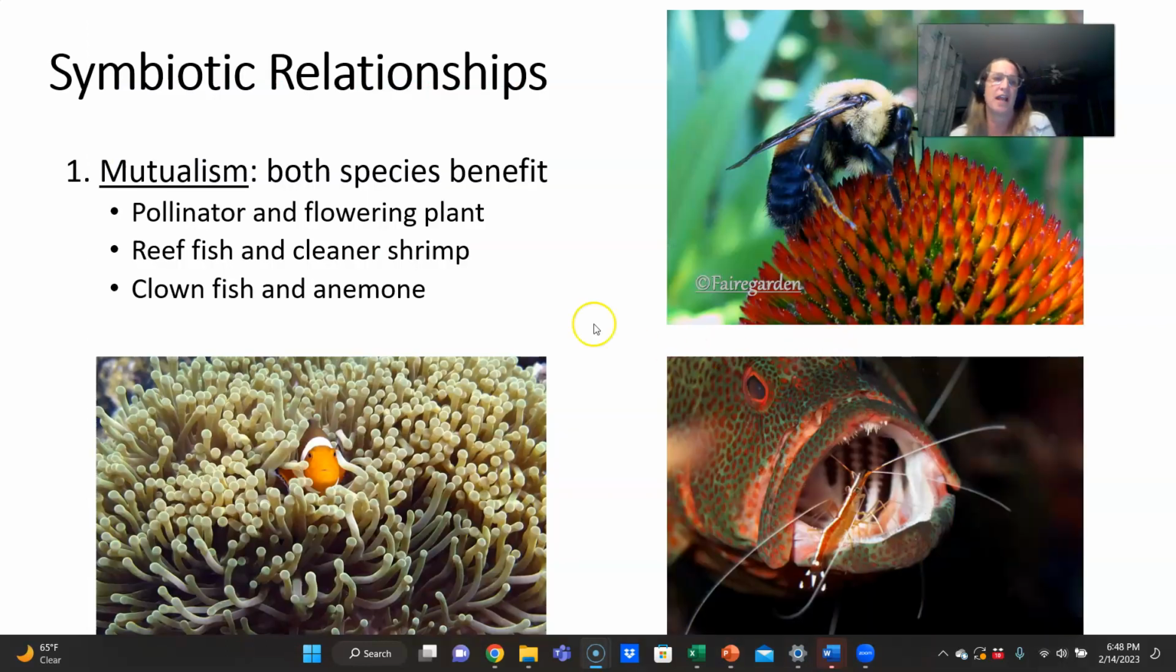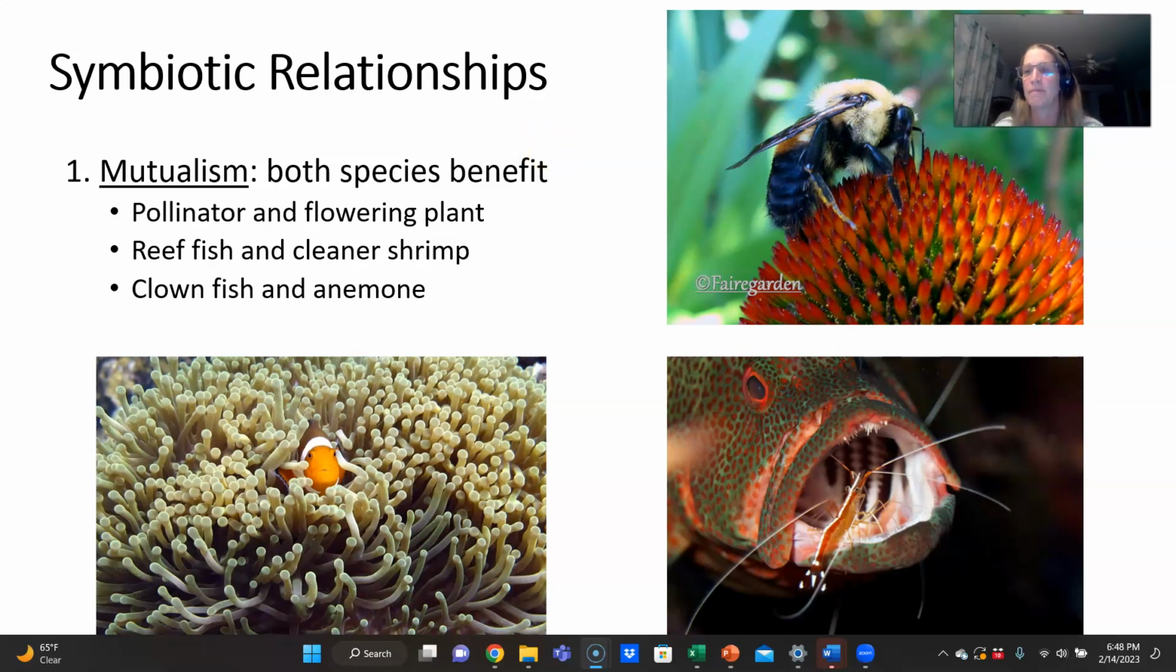So let's talk about the different types of symbiotic relationships. As I mentioned, the sea anemone and the clownfish are an example of a mutualism, and we'll get to that in just a second. So a mutualism is a type of symbiotic relationship. Again, that means a close association between two or more species. We're going to keep it simple by just using two species at a time. And in a mutualism, both species are benefiting.